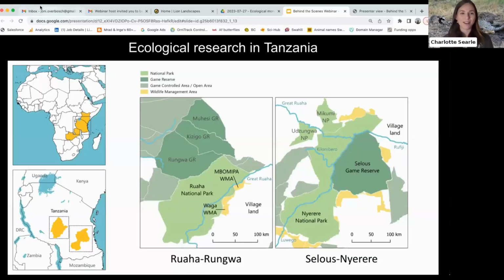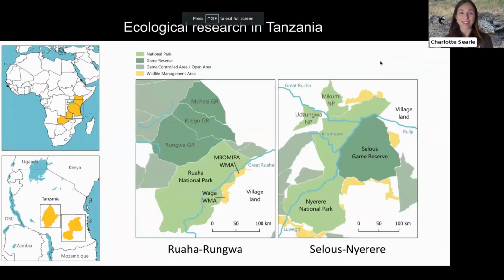And in Tanzania, if we could just show the maps on the slideshow, we work in two landscapes in the south of the country. These are Ruaha Rungwa, which centers around the Ruaha National Park and Rungwa Game Reserve, and we also have Selous Nyerere, which centers around Selous Game Reserve and Nyerere National Park. So these maps show you those two landscapes in southern Tanzania. Ruaha Rungwa is on the left and Selous Nyerere is on the right.